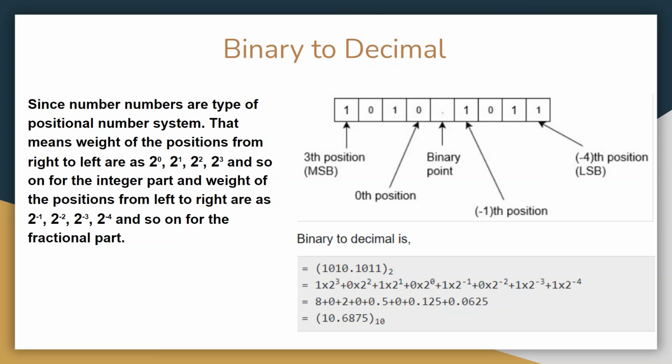And after the binary point, the first position is -1, so we do 1 times 2 to the power -1. The second position is -2, so we do 0 times 2 to the power -2, and so on. And we have to sum all the calculations, and then we find the result. Okay, thank you.